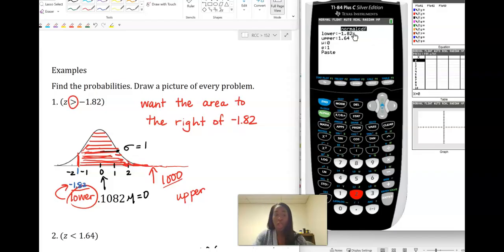-1.82. For our upper bound, we don't really have an upper bound because this region does not end. So I'm just going to put 1,000. We could put 1 million, we could put 10,000, we could put 100. We just need to put a very positive number to show that it does not have an upper bound, that the upper bound is very large.